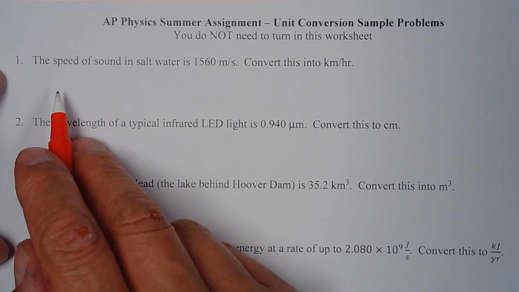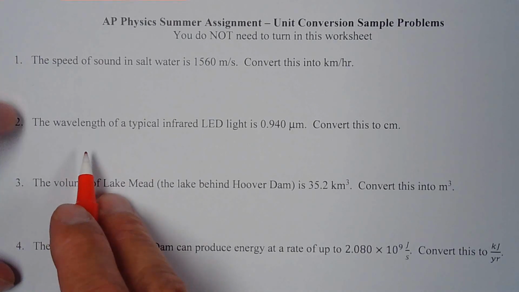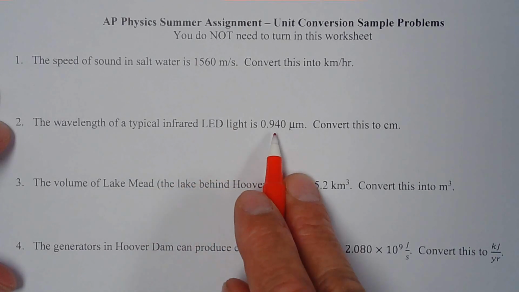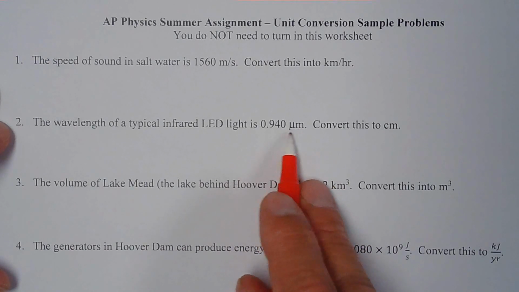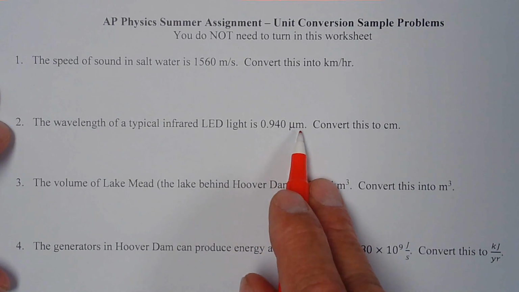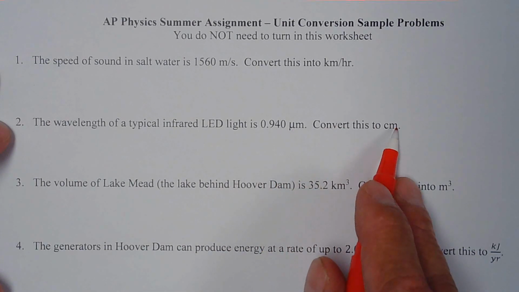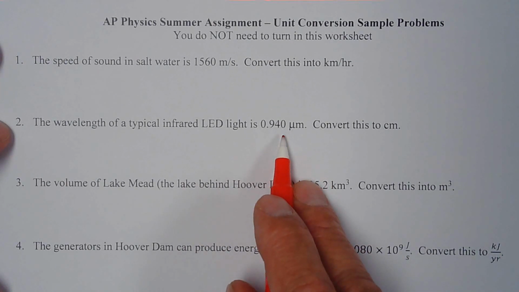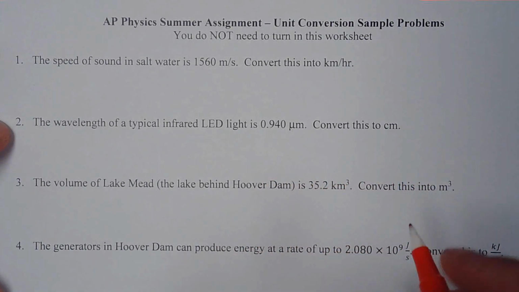But instead of using this to solve just chemistry problems, we're going to use this to solve some more complicated unit conversion problems. In the past, you probably got unit conversion problems like number 2. The wavelength of a typical infrared light is 0.940 micrometers. Convert this into centimeters. It's a very simple problem with just one unit, no divisions, no squarings, no cubings, and you convert it to another unit by moving the decimal point. For simple examples like this, moving the decimal point approach does work.